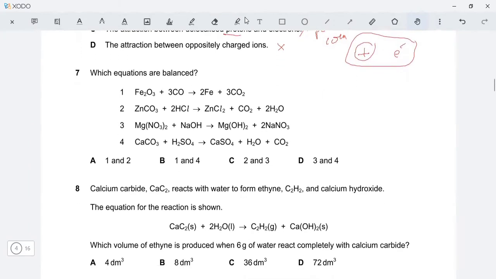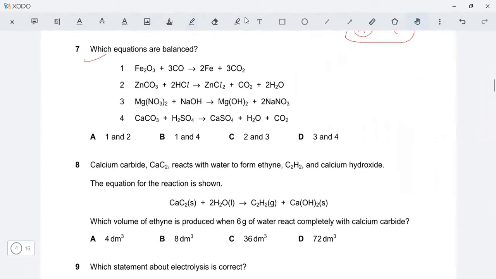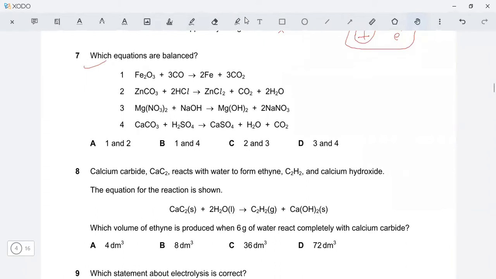Okay, now come to the next question. Which equations are balanced? How do we know whether it is balanced or unbalanced? Just count the number of atoms on the reactant side and the product side. If they are equal, then that is a balanced equation, right? So find out.